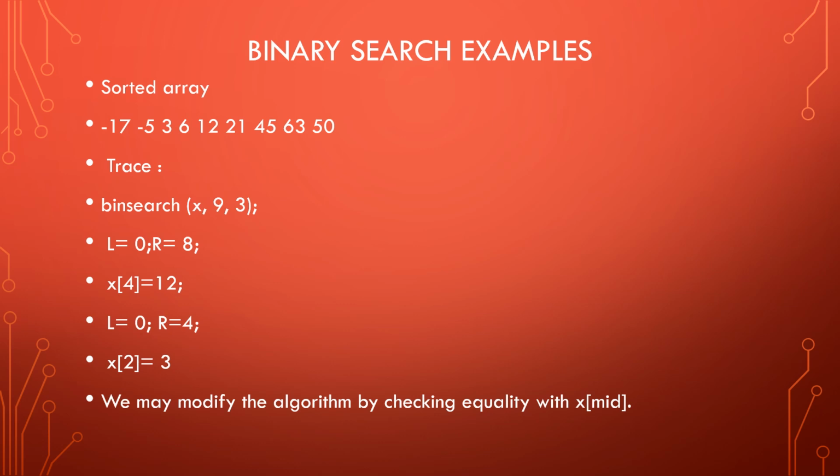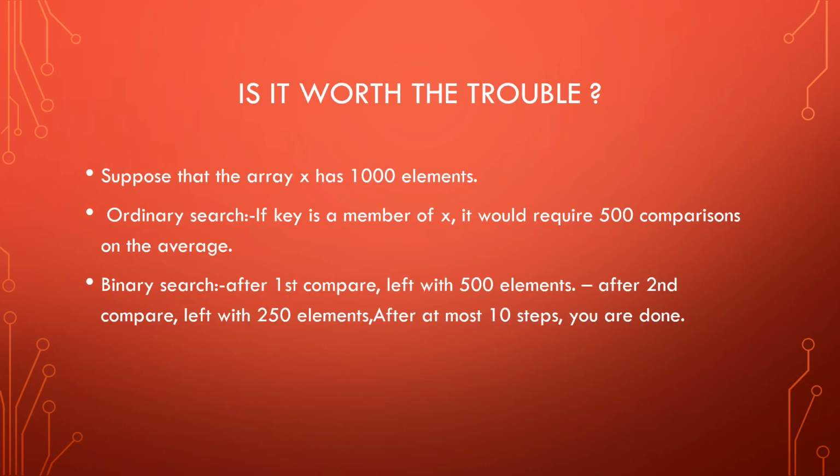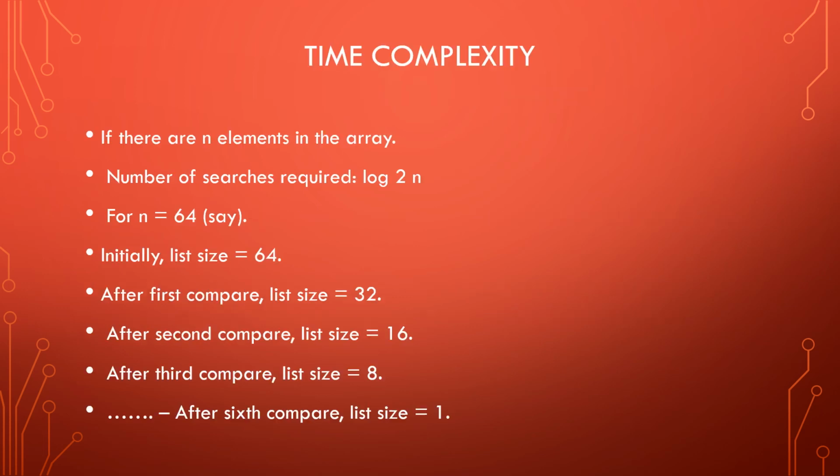We can modify the algorithm by checking equality with x. Is it worth the trouble? Suppose that the array x has 1000 elements. With ordinary search, if the key is a member of x, it would require 500 comparisons on average. With binary search, after the first comparison, we are left with 500 elements. After the second compare, we are left with 250 elements. After at most 10 steps, you are done. If there are n elements in an array, the number of searches required is log base 2 of n.